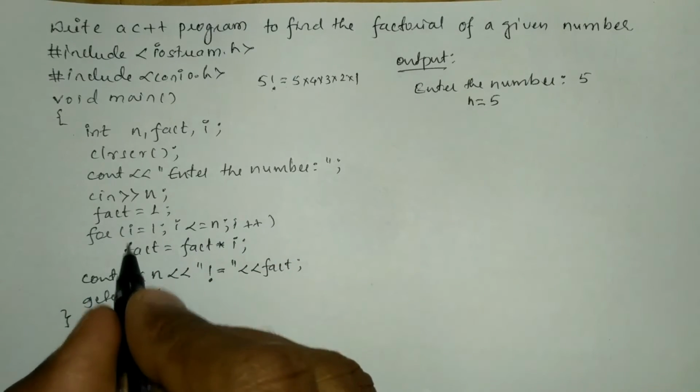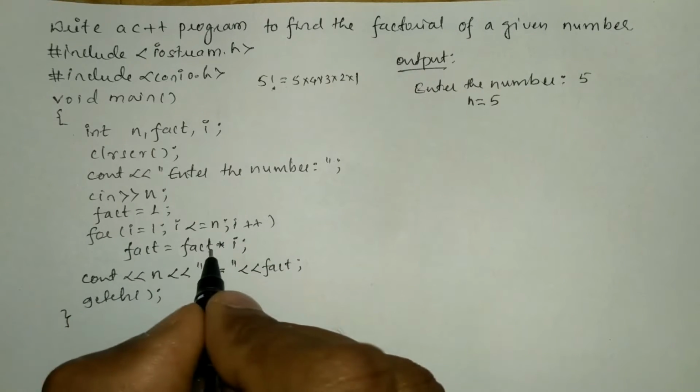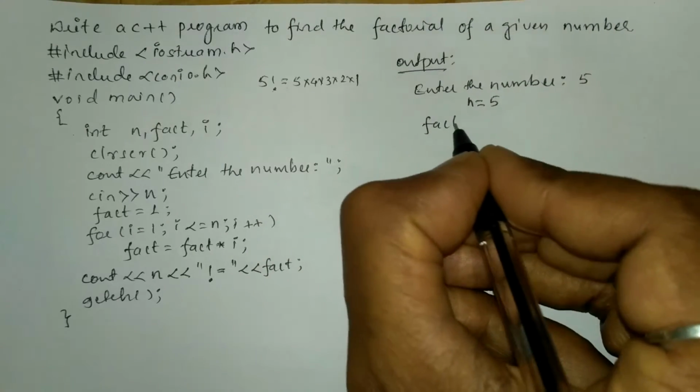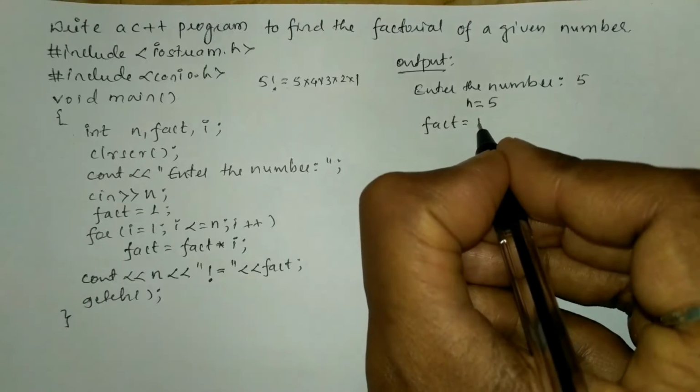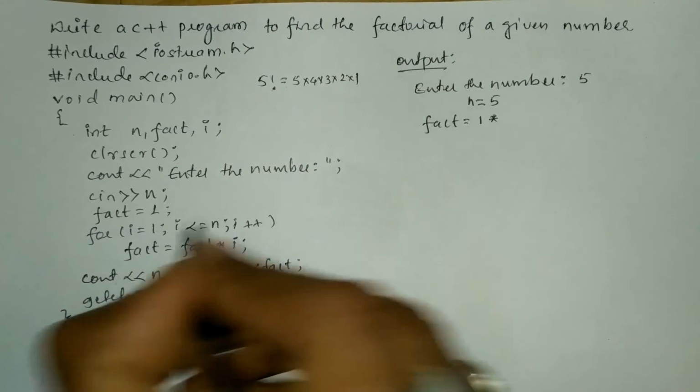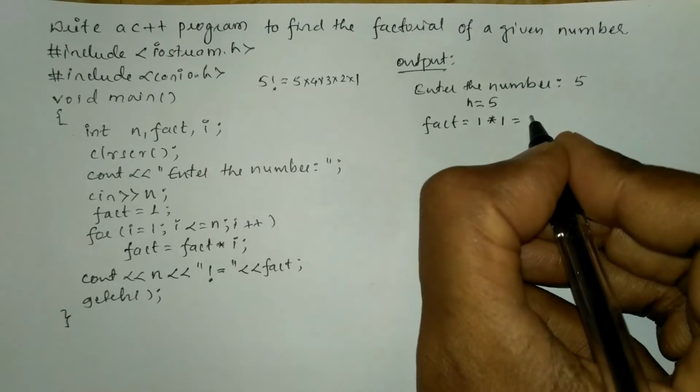Yes, condition is true. Once the condition is true, then this particular statement will get executed. So what will happen now? Fact is equal to fact value, which for the first time is 1. So 1 into I value, which is 1. So 1 into 1 is 1.